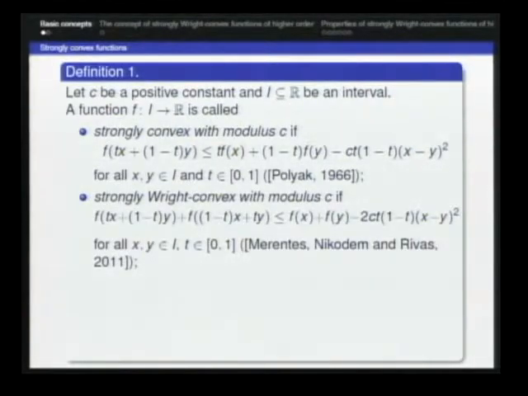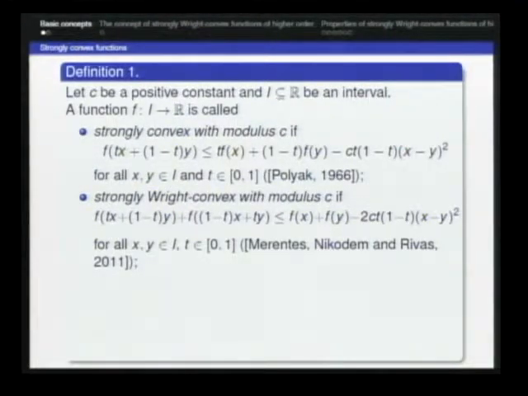This definition was formulated recently by Nelson Merentes, Kazimierz Nikodem, and Sergio Rivas. Assuming not this inequality, which is on the blackboard, is valid, but a stronger inequality again, that is the left-hand side is less than or equal to this part minus 2 times a positive number times t times 1 minus t times x minus y squared.